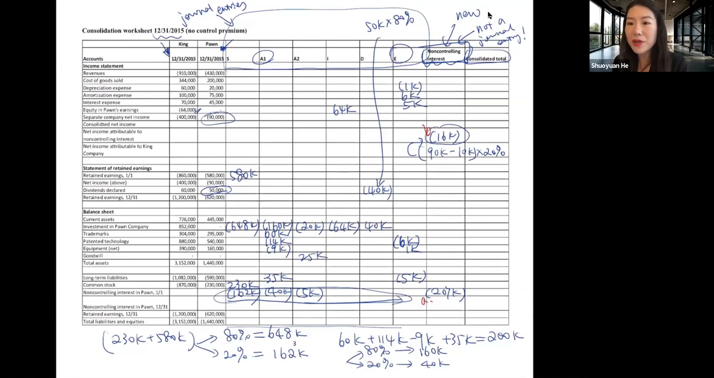And the third number you need to calculate in this column is how much dividend is paid out to non-controlling interest. So that is basically 50,000, the total dividend paid, multiplied by 20%. So that is 10,000.